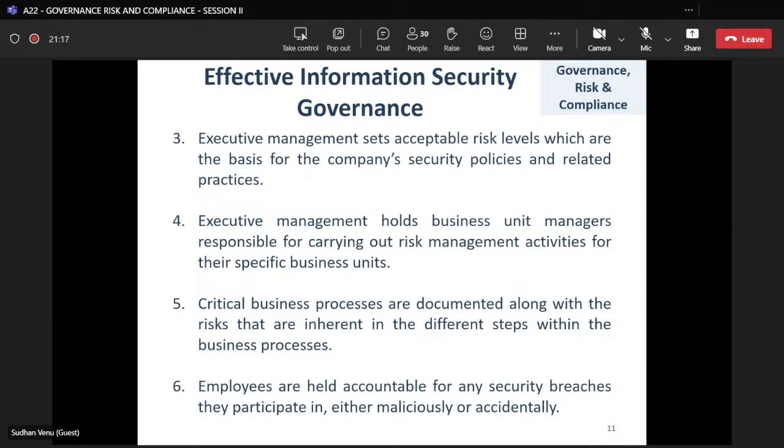by making effective ways. And the next one is execution management. The business unit managers are responsible for carrying out risk management activities for their specific business units. So not all the teams carry out all the activities; some of the teams will carry out the risk activities. They will be handling those kinds of activities, and that business unit will be taken care of and made responsible, by making effective information security governance.